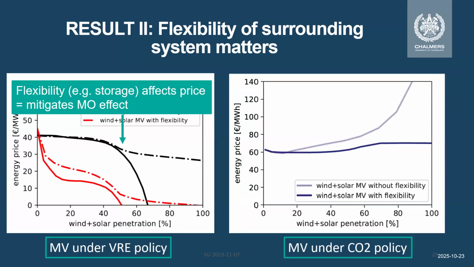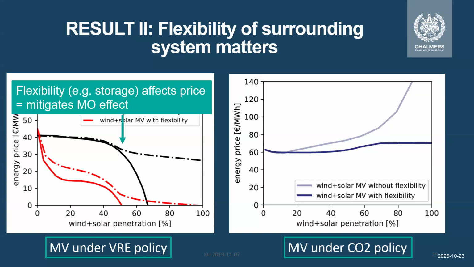And here's the same result, but for the CO2 tax. The light blue line is the inflexible system, and the dark blue line is the system where there's more flexibility. Think about this as LCOE, the cost to produce a unit of energy. And you can see that it goes up very sharply at something like 60–70% if there is no flexibility in the system.